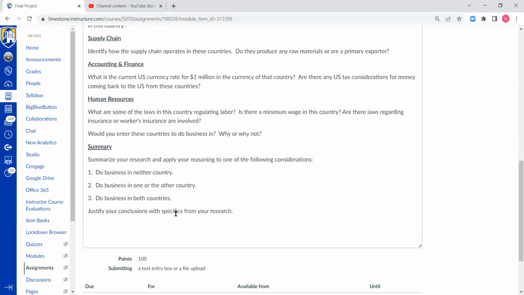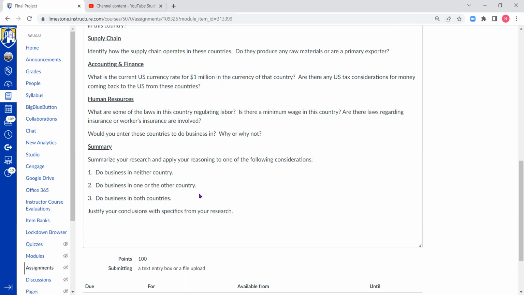What you're really looking at in the summary is this aspect of: would you do business in one of these 3 types of areas? Would you do business in neither country? Would you do business in one or the other country, or both countries? And then you're going to provide a minimum of a 2-page analysis, bringing all your research together to justify what decision you made here.